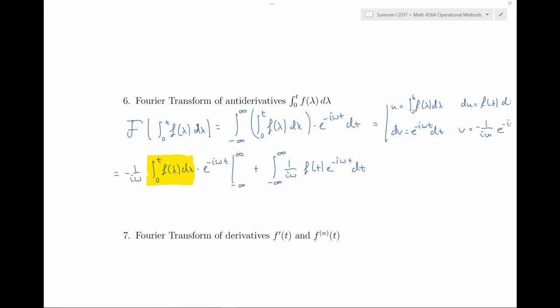If we want the antiderivative to be the function from L2, then it should converge to 0 at both positive infinity and negative infinity. And since e to the minus I omega t always has absolute value 1, when the antiderivative converges to 0, it converges to 0 at both ends. So assuming that the antiderivative converges to 0 at both ends, we'll have that this Fourier transform is 1 over I omega, the Fourier transform of just f. And this is the property that is exactly similar to the property we have for the Laplace transforms.